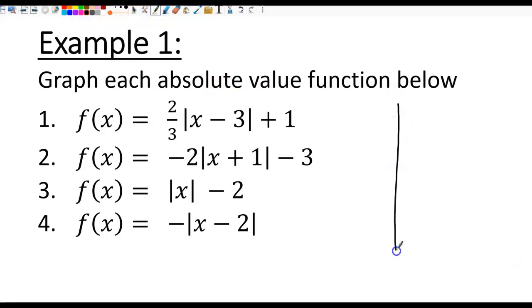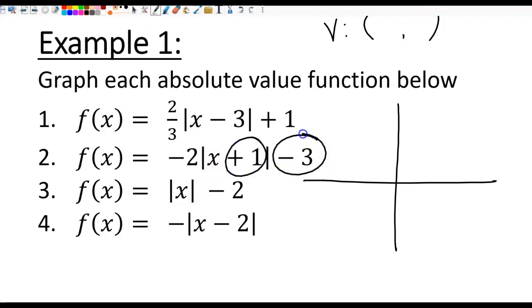So step 1 to graph is to plot your vertex. So let's do that first. What is the vertex? Think for a moment for yourself. What do you think the vertex would be? Okay, so it's this number and this number, but we just have to remember that we want to change the sign of the 1. So it's actually going to be -1, -3. So we're going to go left 1 and down 3.